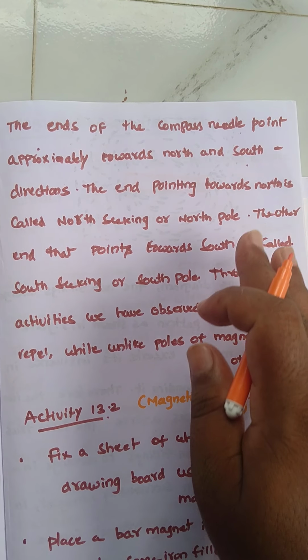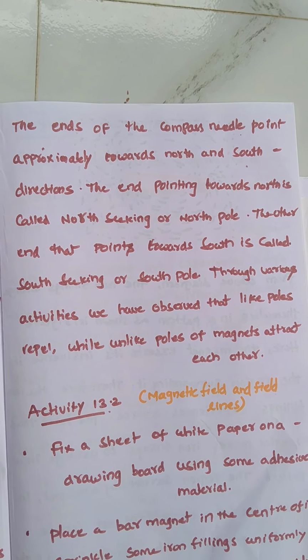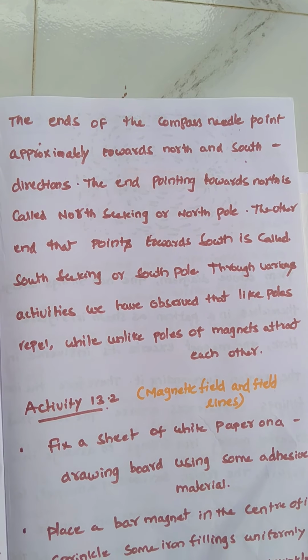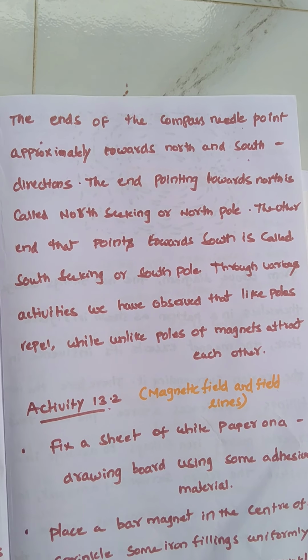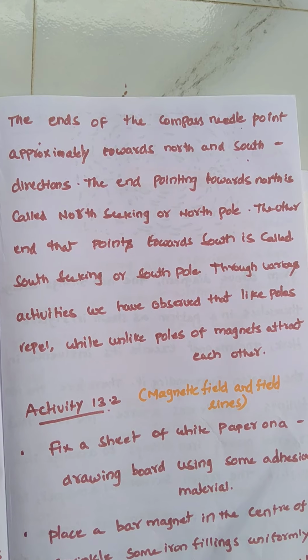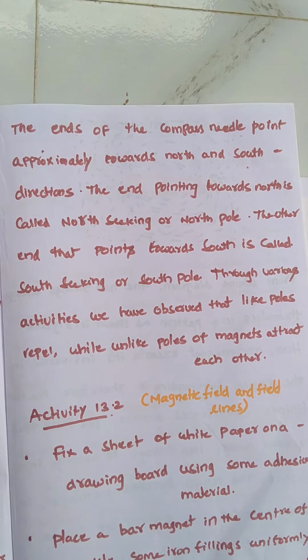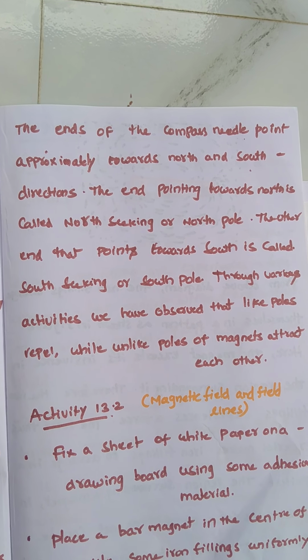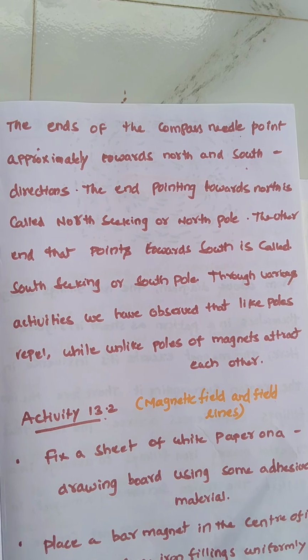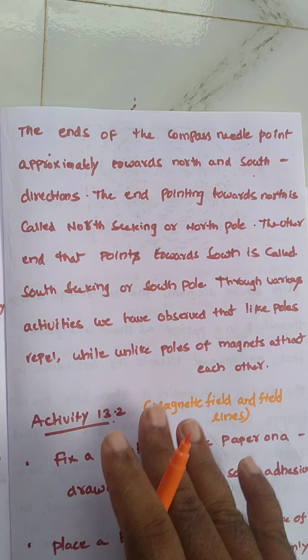The end pointing towards the north is called north seeking or north pole. The other end that points towards south is called south seeking or south pole. Through various activities, we have observed that like poles repel while unlike poles of magnets attract. It is a general note point, right?